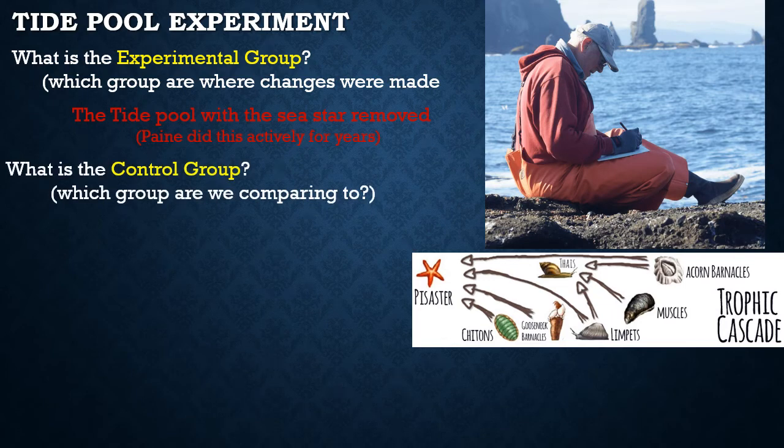The control group, the groups we're comparing to, this would be the tide pools where the sea stars were present, or the tide pools that were essentially left entirely alone.